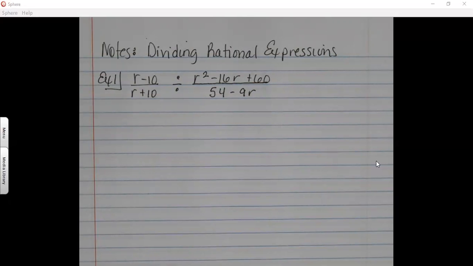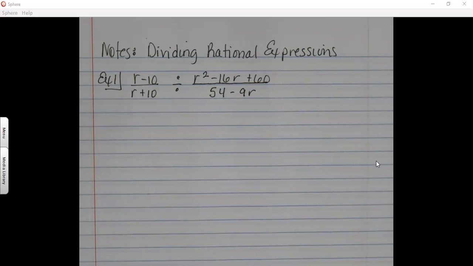You can factor before you keep, change, flip. You can factor after. But here's what I notice. When students factor before they do the keep, change, flip part, they forget that they didn't do it. You know what I mean? Because they already did so much work, they totally forget about that. So my suggestion is to do that first and then factor.